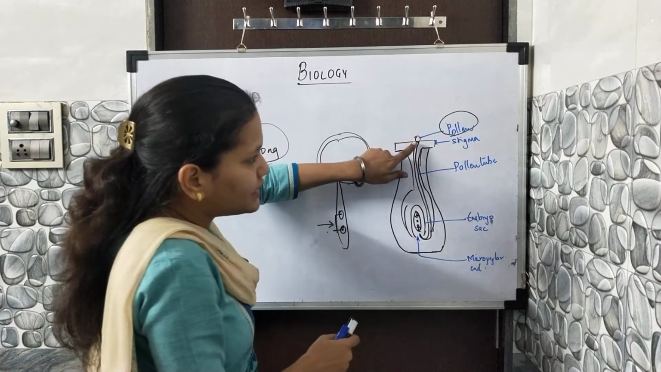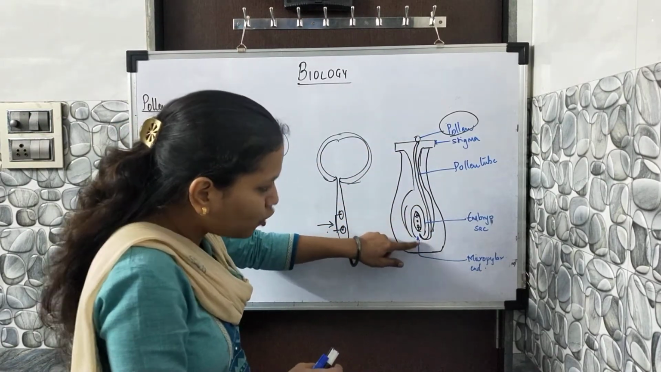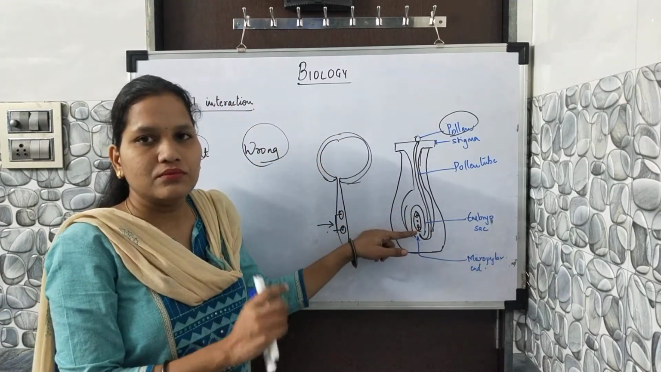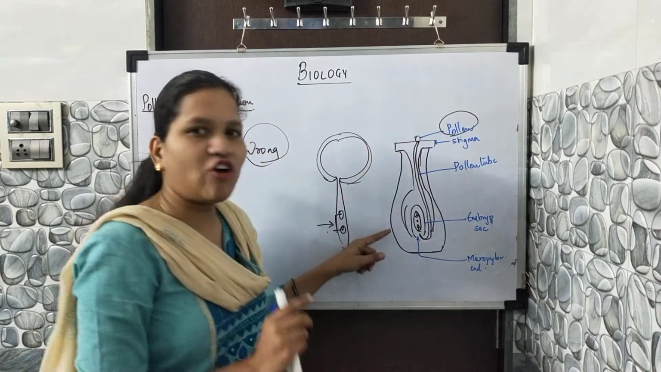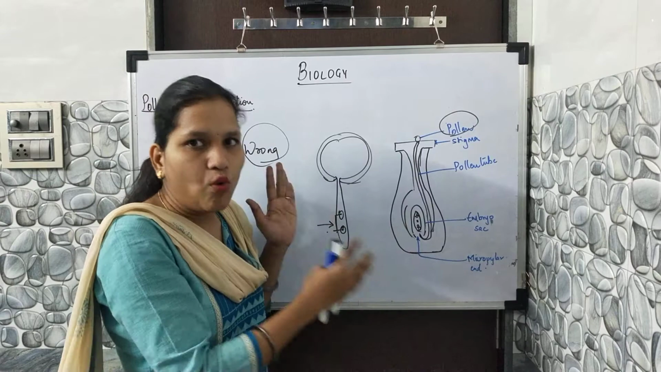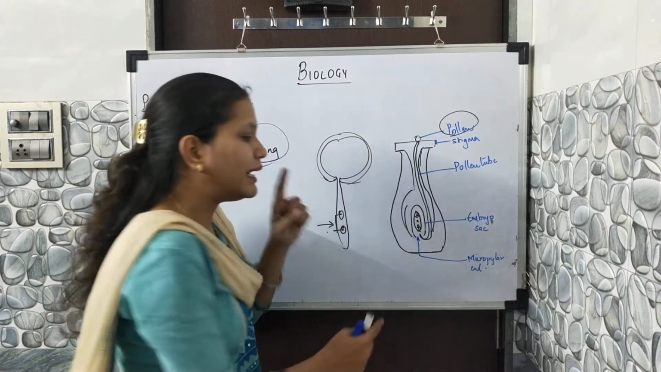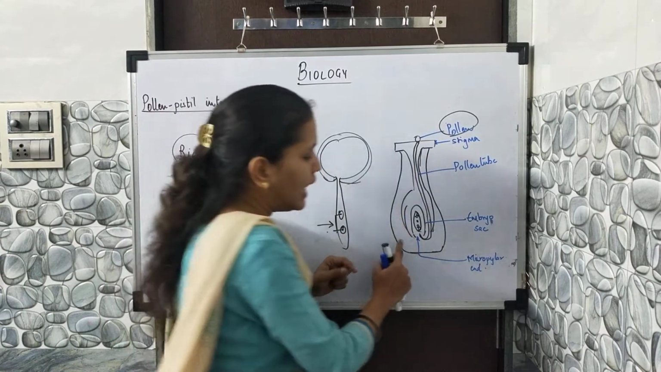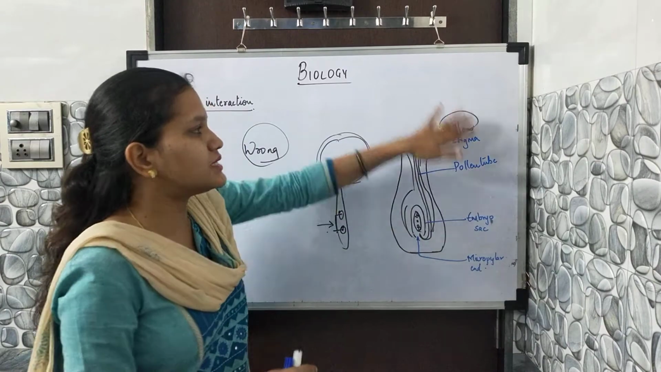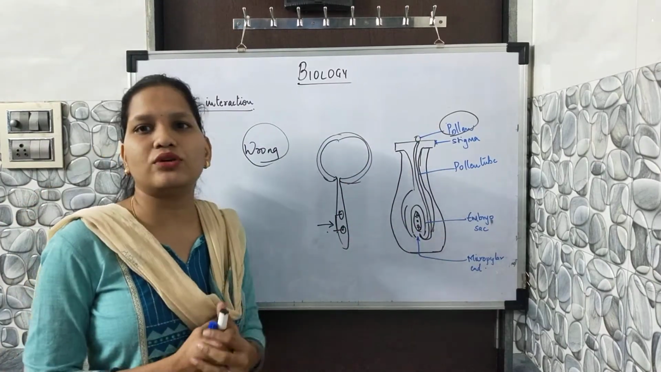Now the pollen has extended to form the pollen tube, and it has been allowed to enter through the micropylar end and enter inside the ovule. Students, this is the concept of pollen-pistil interaction, where you can see the events I discussed. The pollen showed the formation of the pollen tube, and it entered through the micropylar end and inside the ovule. So these events have to take place.